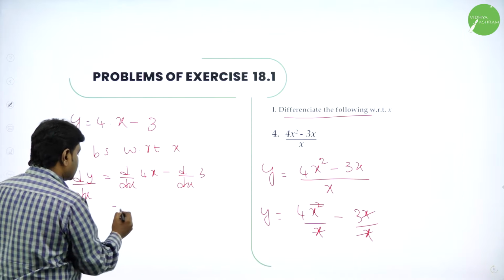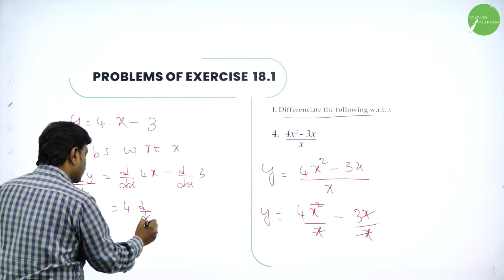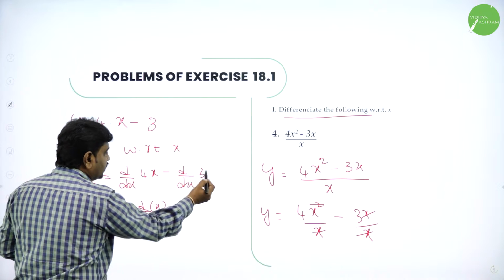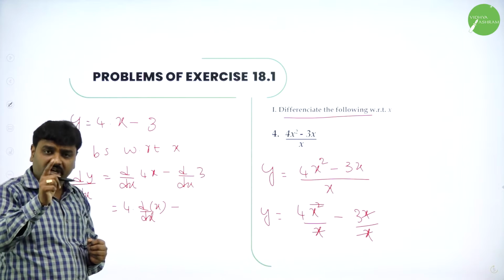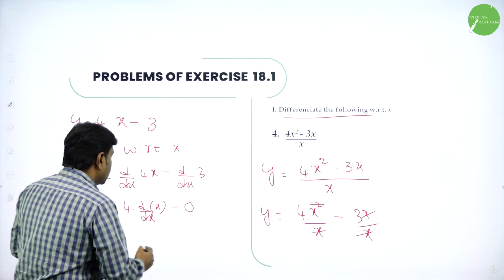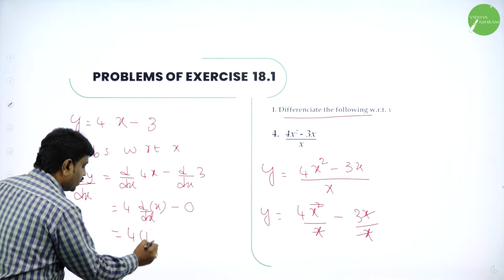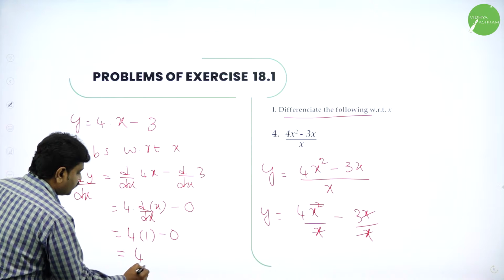All of you know 4 is constant, take it out, apply d by dx for what? X, and d by dx of 3 means what? Constant. Differentiation of constant is what? 0. And 4 into derivative of x is 1, 4 minus 0, final answer is 4.